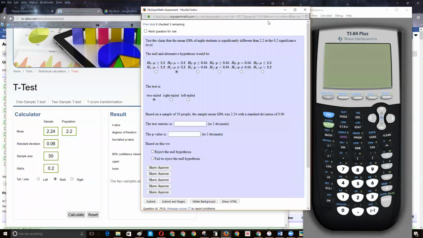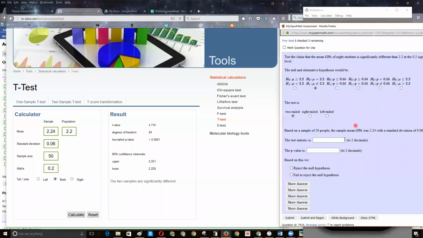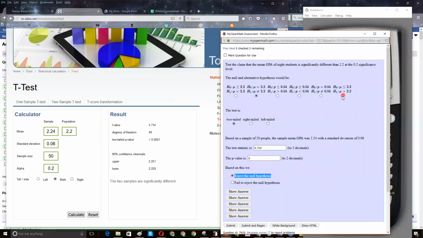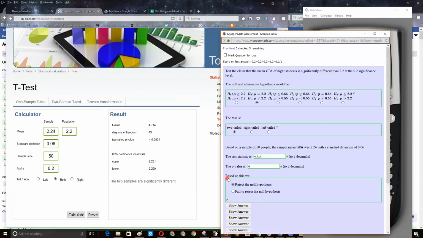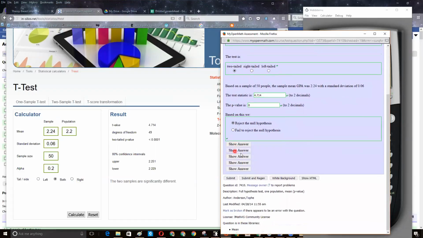Here, let me see if I can't drag this over so I can see everything at once. Okay, so my t-value, my test statistic is 4.714. The p-value is basically 0. We're going to reject the null hypothesis because this p-value is very much smaller than the level of significance, and they don't make us do anything else with this. So let's submit and see how I did. And I got all green, so that's how you do it.